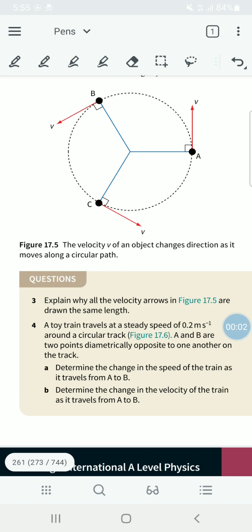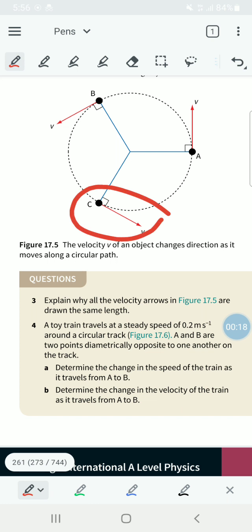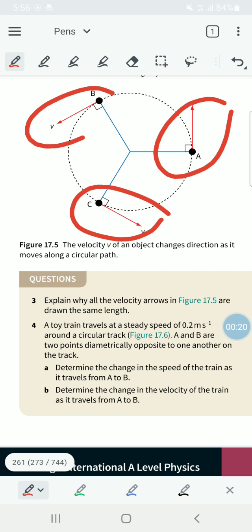Chapter 17 Physics, question number 3 and 4. Question number 3. Explain why all the velocity arrows in figure 17.5 are drawn the same length. So they are referring to these arrows, the three arrows here. As you can see, the red arrow inside the red circle, they have the same length. So why do they have the same length?